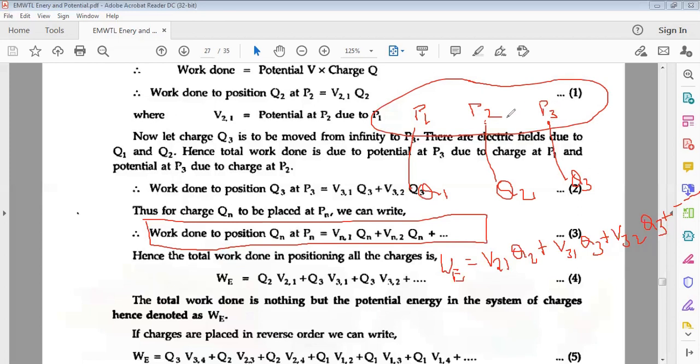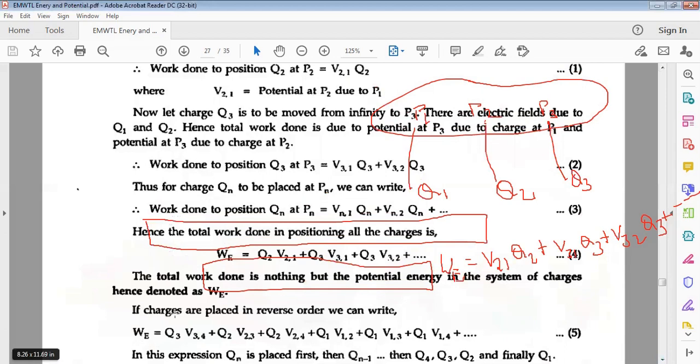When Q3 is there, a force is exerted due to Q2 and Q1. When Q2 is placed, there is no Q3; before that, there is only Q1, and a force is exerted on Q2 due to Q1. So W is equal to Q2 V21 plus Q3 V31 plus Q3 V32 and so on. The total work done is nothing but the potential energy of the system of charges. Hence, it is denoted as WE.